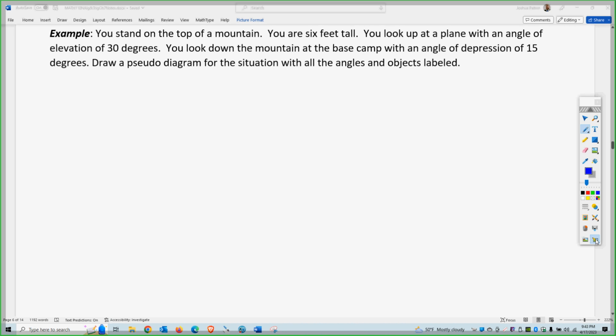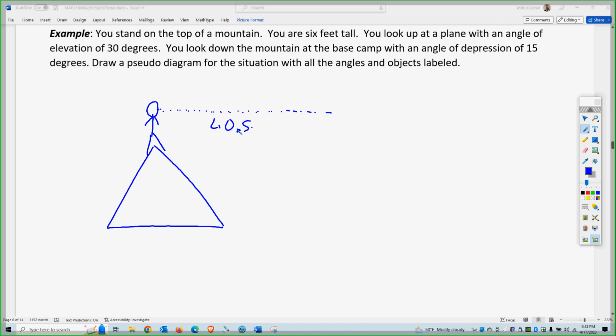Okay, so you stand on top of a mountain. So let's see if I can draw a mountain here. No promises there. Okay, so I'm going to stand on the mountain. There we go. Okay, there's my two arms. So there is my line of sight, right?